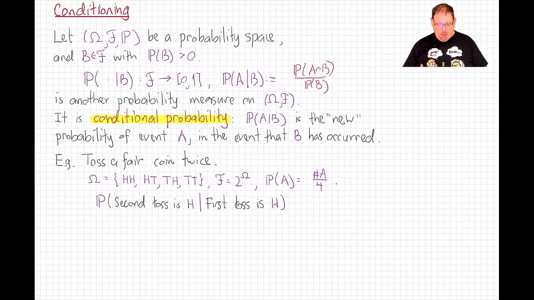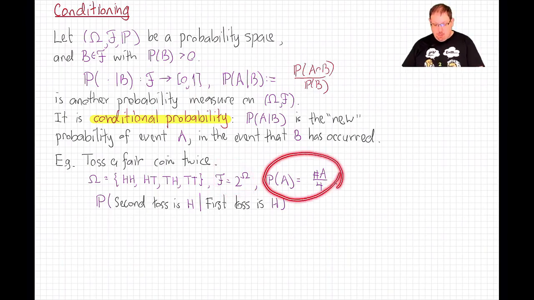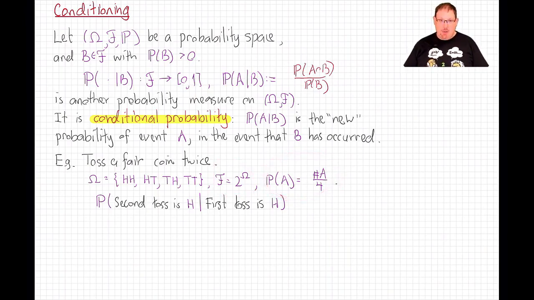Let's look at our favorite example in terms of tossing a coin. If we toss a fair coin twice, our standard model is the sample space consisting of these four outcomes: heads, heads, heads, tails, tails, heads, and tails, tails. Since it's finite, there's no technical obstruction to taking the sigma field to be all subsets, and as usual, we have the uniform probability measure. Any one of those four outcomes is equally likely.